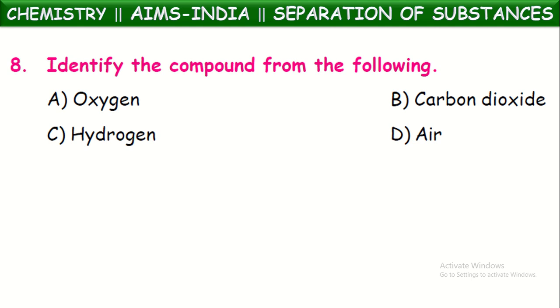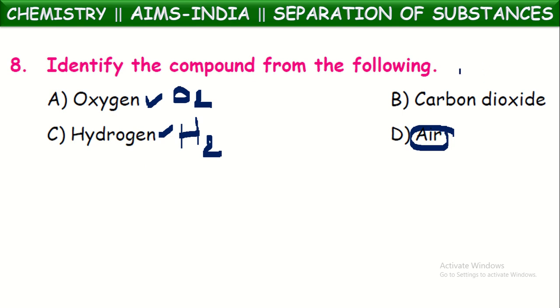Next one. Identify the compound from the following. See, which is a compound among these? The same options are given here. Oxygen and hydrogen, these two are elements because they contain only one kind of atoms in them. The substances which contain only one kind of atoms in them are elements. For example, oxygen, its formula is O2, isn't it? Only one kind of atoms are there in it. Even hydrogen's molecular formula is H2. It contains only one kind of atoms in it. But air is a mixture.